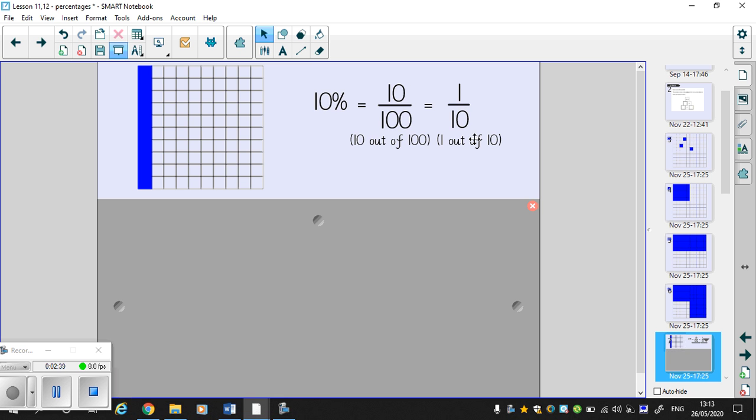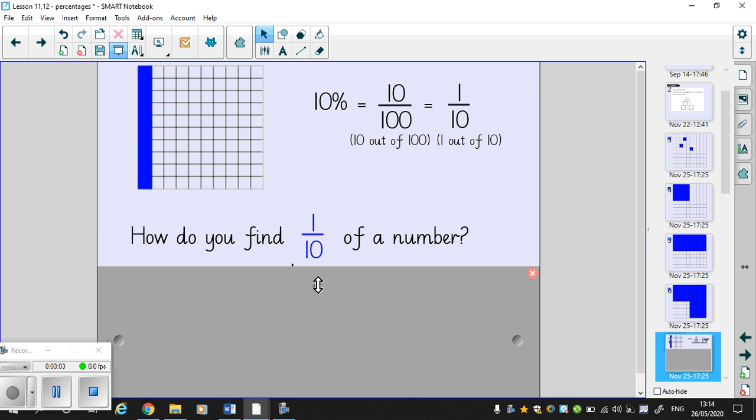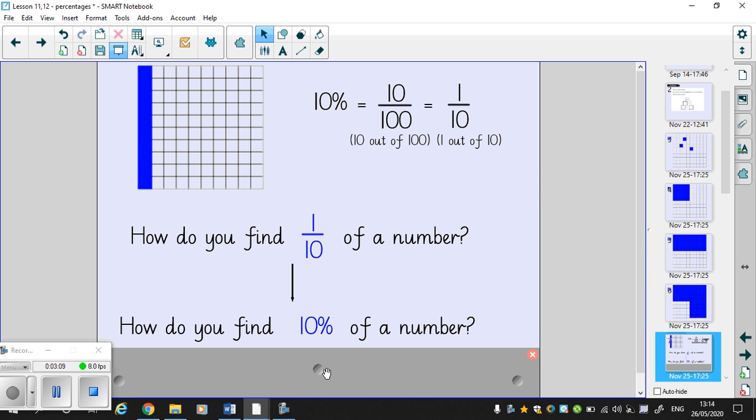Now we should know how to work out 1/10 of a number. To work out 1/10 of a number, we divide by 10. Just like to work out 1/2 of a number, we divide by 2. To work out 1/4 of a number, we divide by 4. So the question is, how do we find 1/10 of a number? We divide by 10. So how do we find 10% of a number? We divide by 10. To work out 10% of a number, we divide by 10.